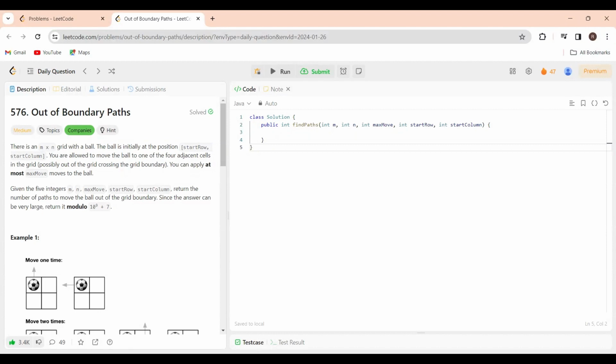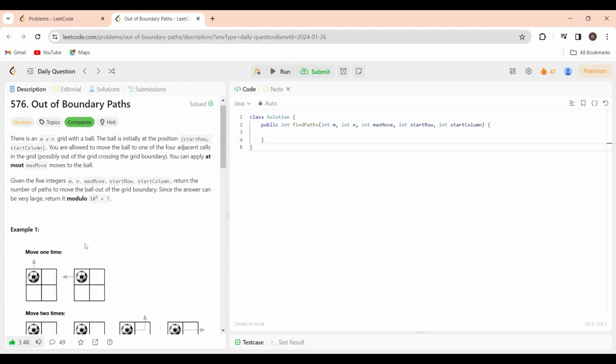Given the five integers, m is the number of rows, n is the number of columns, and max move is the number of moves you can make from the start position to another position, and start row and start column are given. Return the number of paths to move the ball out of the grid boundary. So what we need to do is move the ball from the start position such that it goes out of boundary. Whenever it goes out of boundary, it is a valid path. So this is what the question is saying.